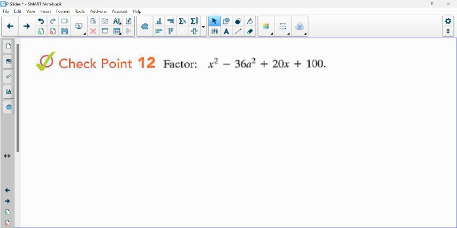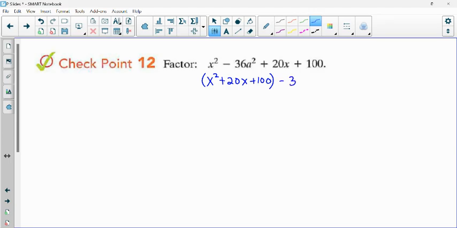Okay, so if we're factoring x squared minus 36a squared plus 20x plus 100. Again, this is a little different because we have that a in there. So what we're going to do is group it to start. We're going to move that 36a squared off to the right side for now because we can group anything that has an x or is a constant. So I'm going to group it as x squared plus 20x plus 100, and then minus 36a squared at the end.